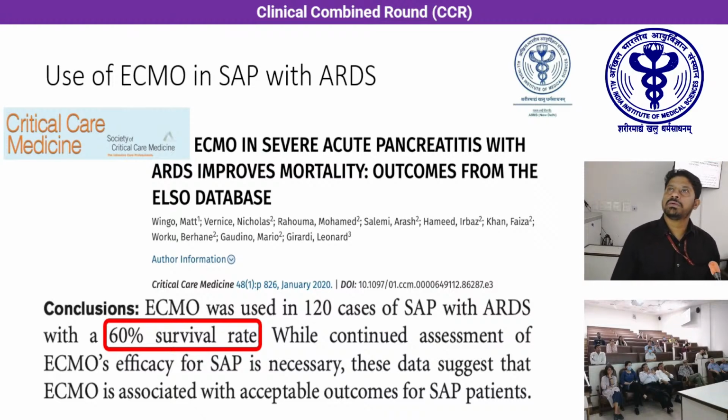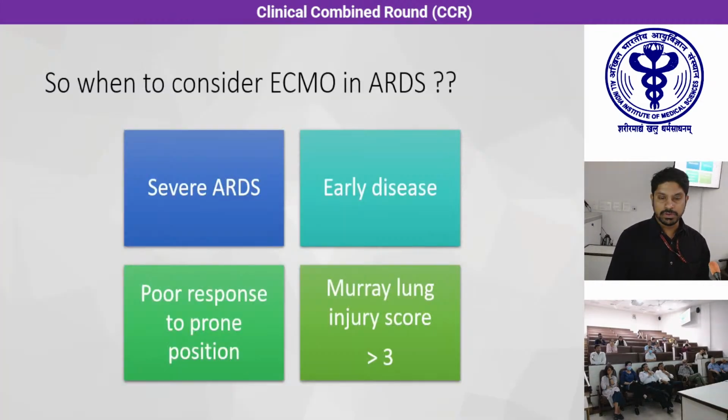And regarding use of ECMO in patients with severe acute pancreatitis, the survival rate in these patients is about 60%, which is more than the normal reported survival rate with ECMO, which is around 40 to 50%. So patients with pancreatitis who go into ARDS, they do really well with ECMO.